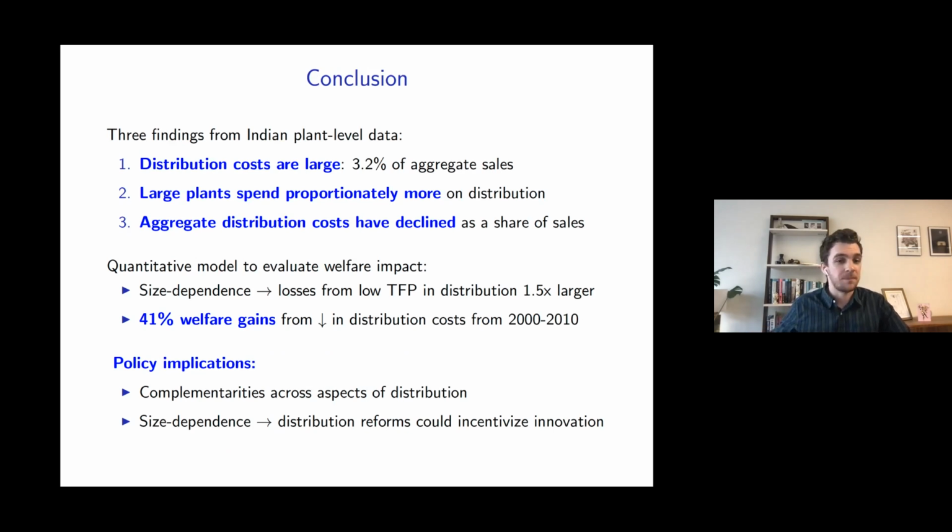And briefly, in terms of policy implications, our model shows that there are these complementarities across different aspects of the distribution sector. And if you thought about a model in which firms are innovating or investing and increasing their size, this size dependence with the distribution share implies that reforms which make distribution easier might actually incentivize innovation, because they're going to incentivize firms to invest more in growing. So I'll leave it there. I think I'm on time, and happy to discuss further.